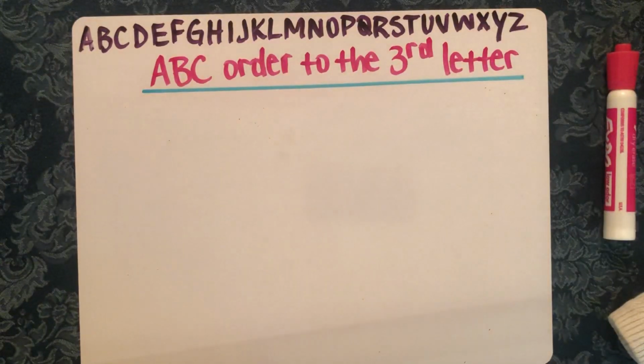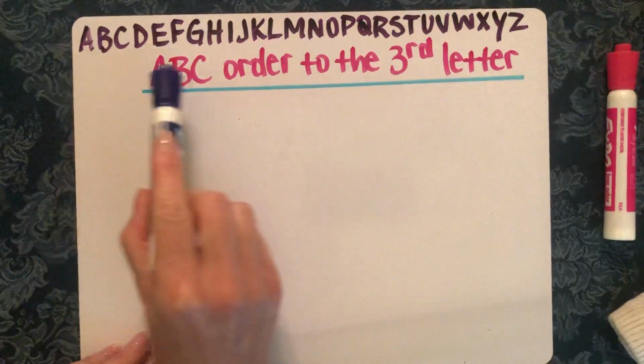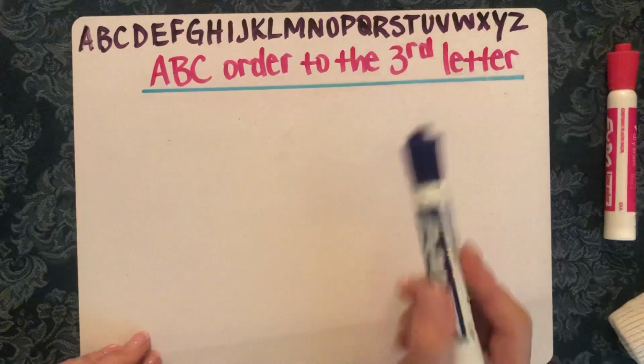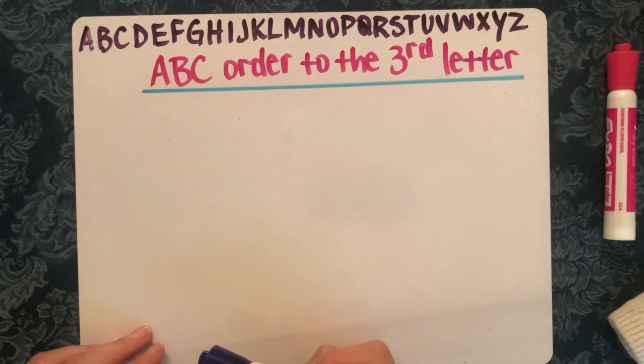Okay, boys and girls, today we're going to practice putting words in ABC order to the third letter. So I'd like to begin by putting, first of all, the letters of the alphabet at the top of your paper. That's just a nice visual reminder. It's a helpful tip. It's something that I do, and I would encourage you to do that as well. It will help us in our lesson.